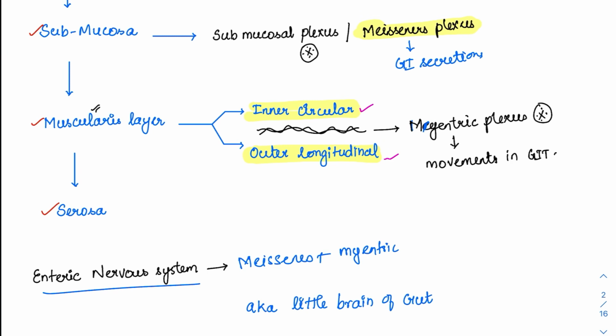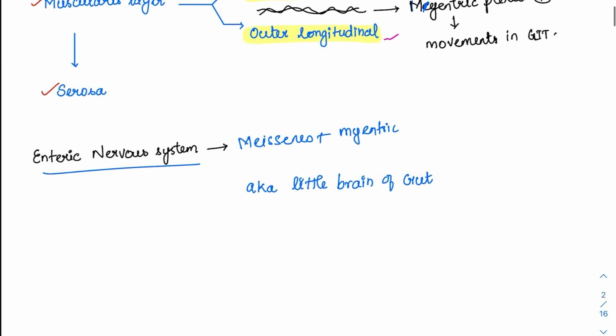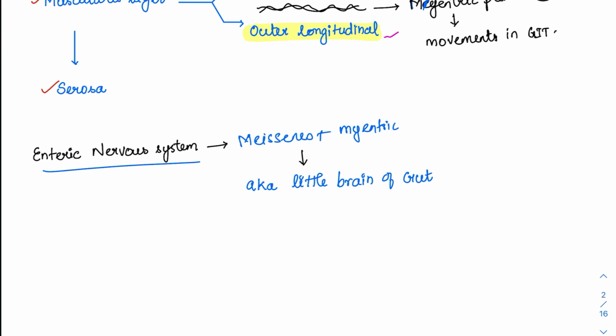This enteric nervous system can function completely independent of external sources like the brain. It can function completely independently. That's why this is also called the little brain of the gut. Of course, it will take impulses from the outside also, like the sympathetic and parasympathetic systems, but at the same time, it can function independently also. So that's why these two groups of plexus are called the little brain of the gut.